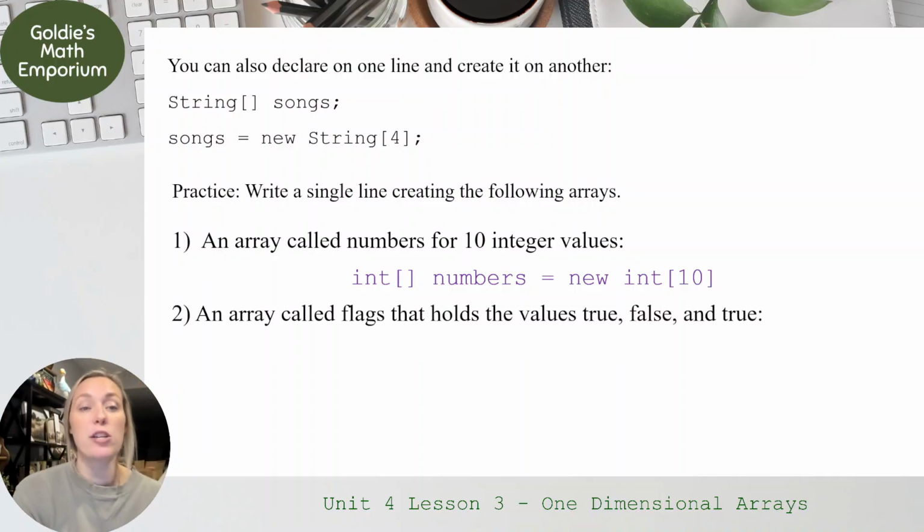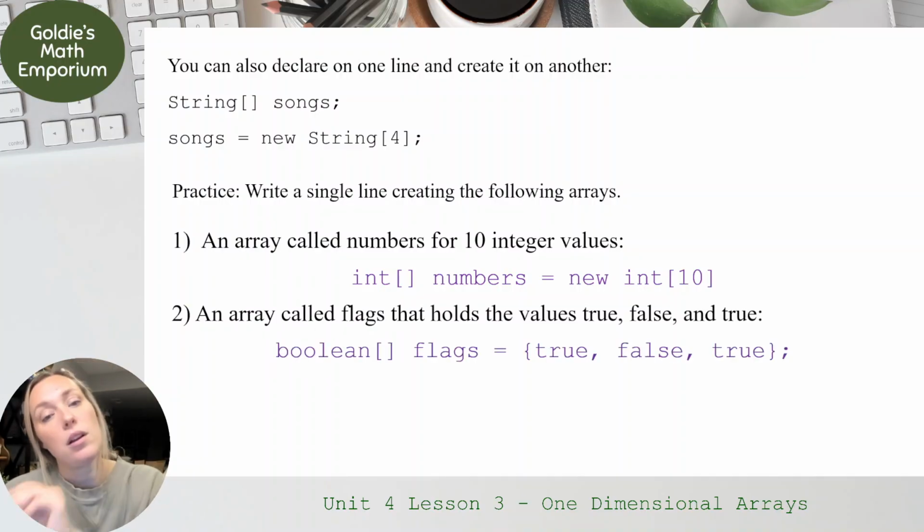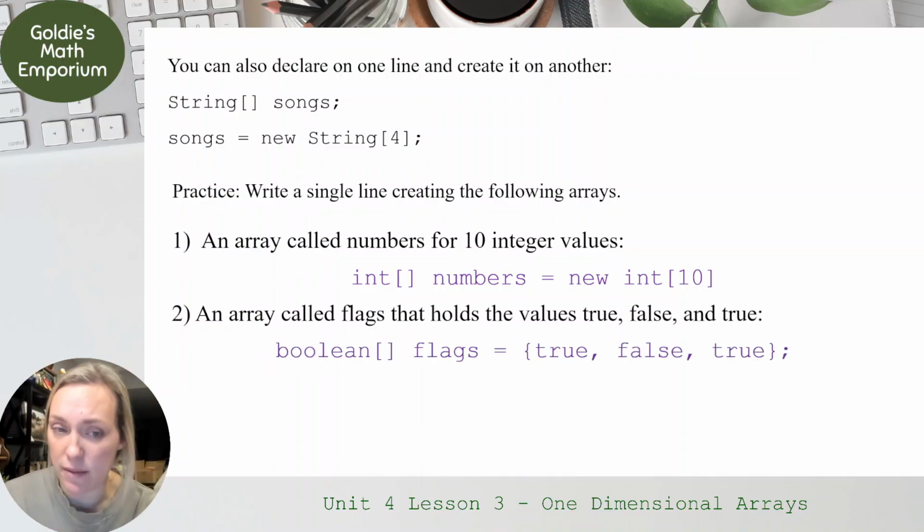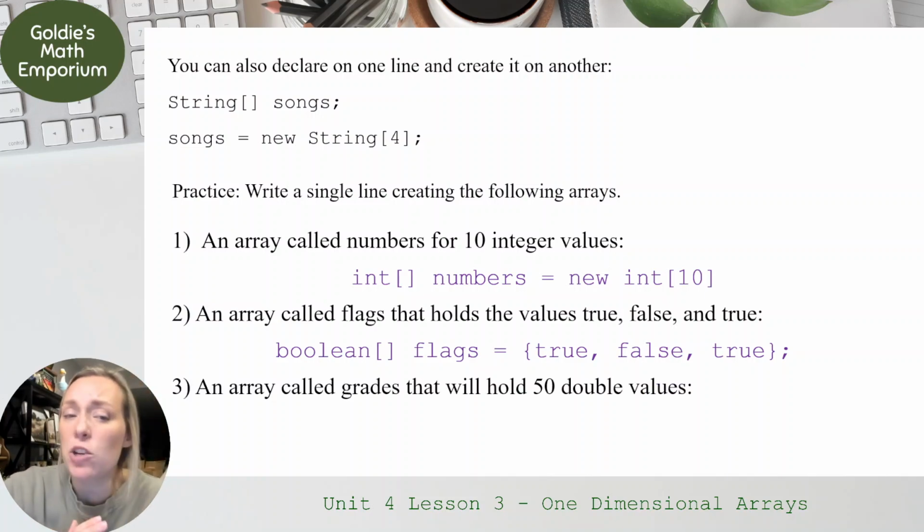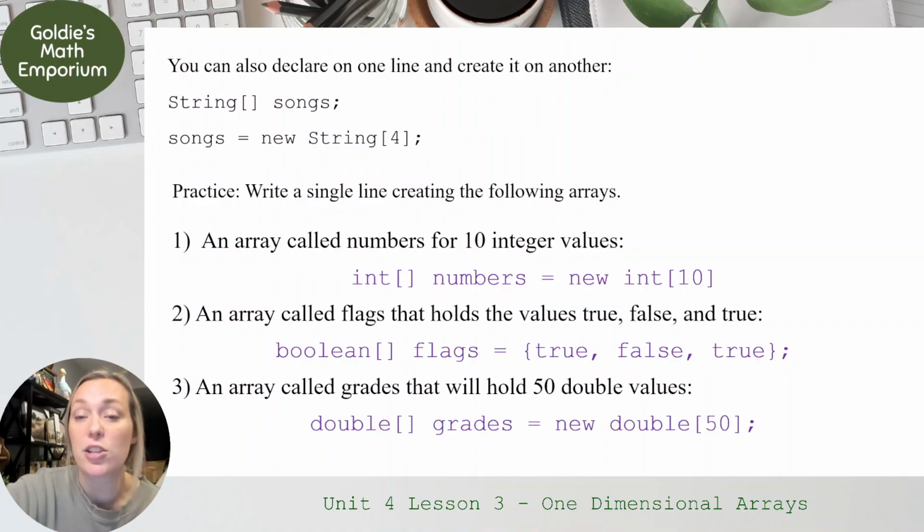If we want to create an array called flags that holds true, false, true, this is what it's going to look like. boolean, open, close square bracket, flags equals, and now we use the curly braces because we know the values we want it to hold. An array called grades that holds 50 double values. Okay. It's going to look like that.